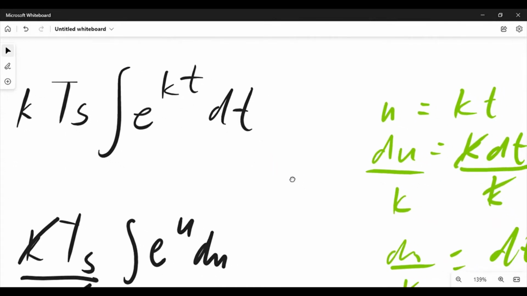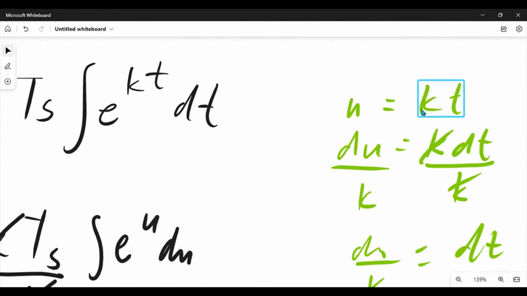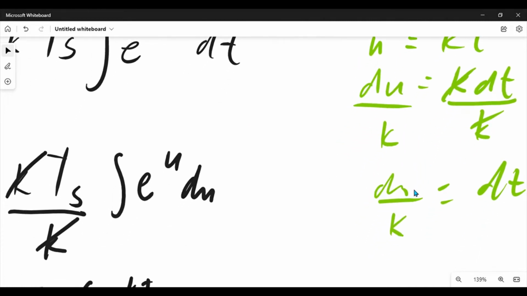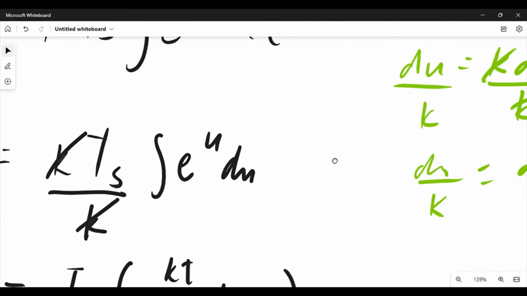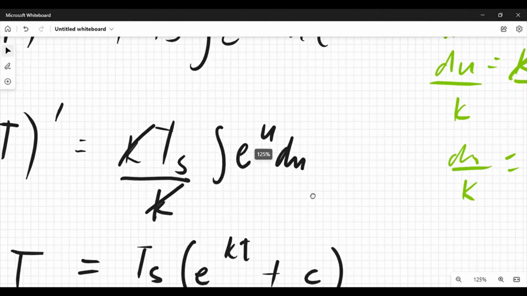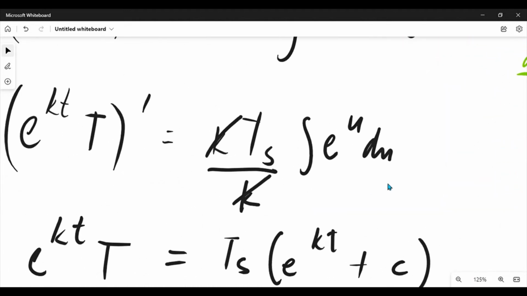So what we need to do is to let u be equal to our kt, and you take the derivative of both sides. You have du, and this is equal to k dt. And in the equation, we are only needing an expression that can be substituted with dt. So we divide both sides of the equation by k. So our dt will now be equal to du over k. Now, we substitute the expressions to the differential equation.